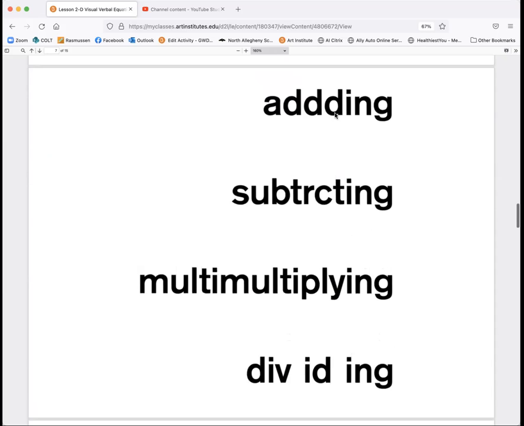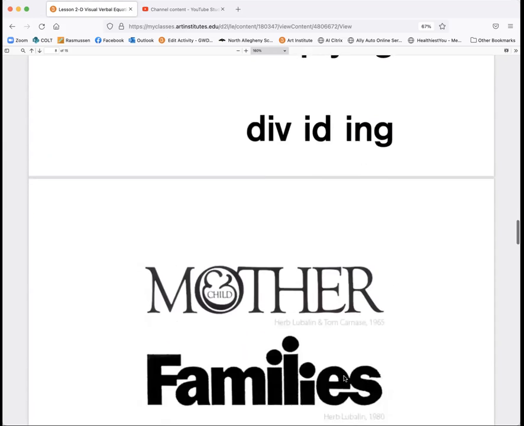Another one, adding, is adding another D, kind of visually shows you what that word's about. Subtracting, you're taking away a letter. Multiplying, because you're adding an extra multi. Dividing is you're actually dividing that word up with the extra space in between.